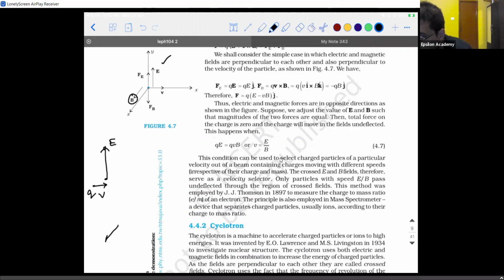Remember, I have a magnetic field in the Z direction whose value is B, and the velocity of the particle is given in the X direction. What will be the direction of force experienced by this particle? Tell me the value and the direction using the Lorentz force.